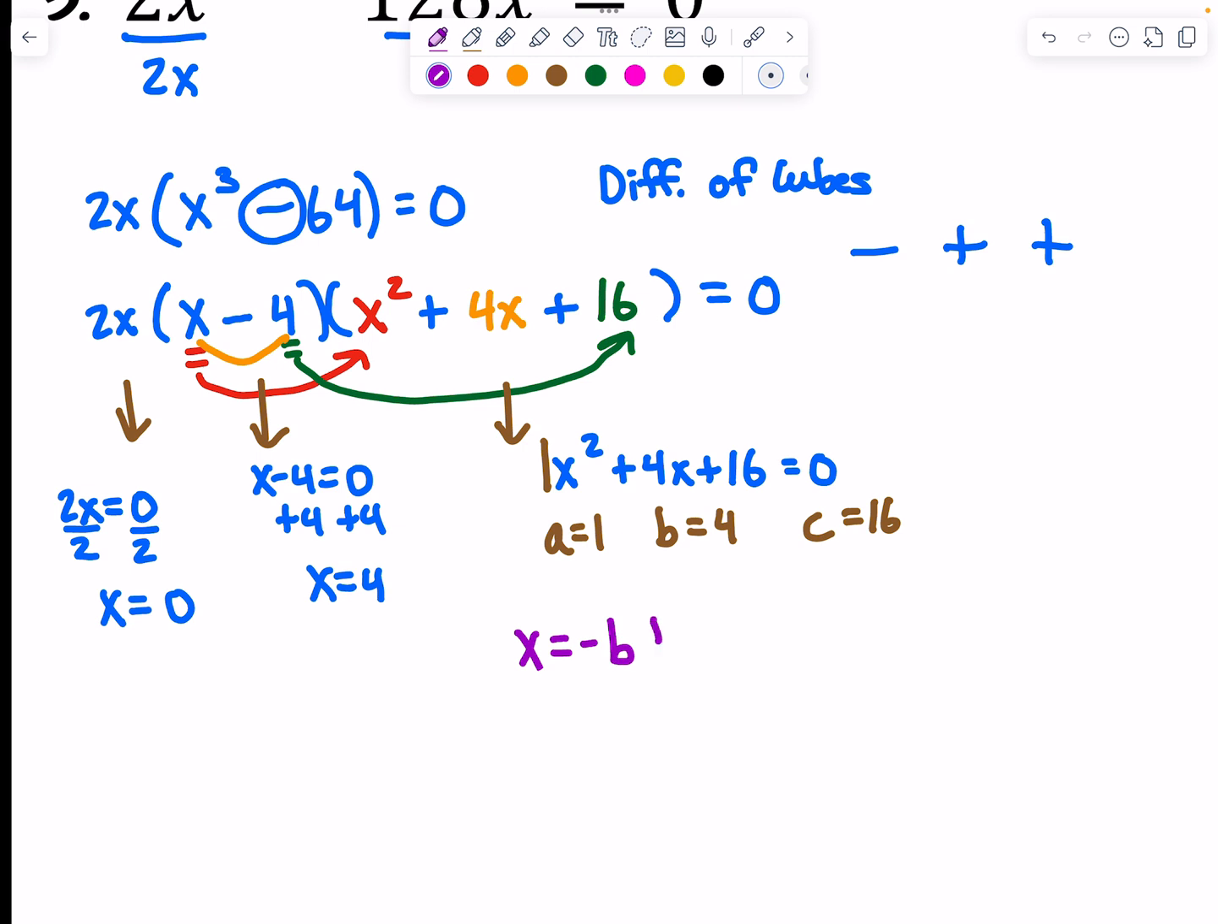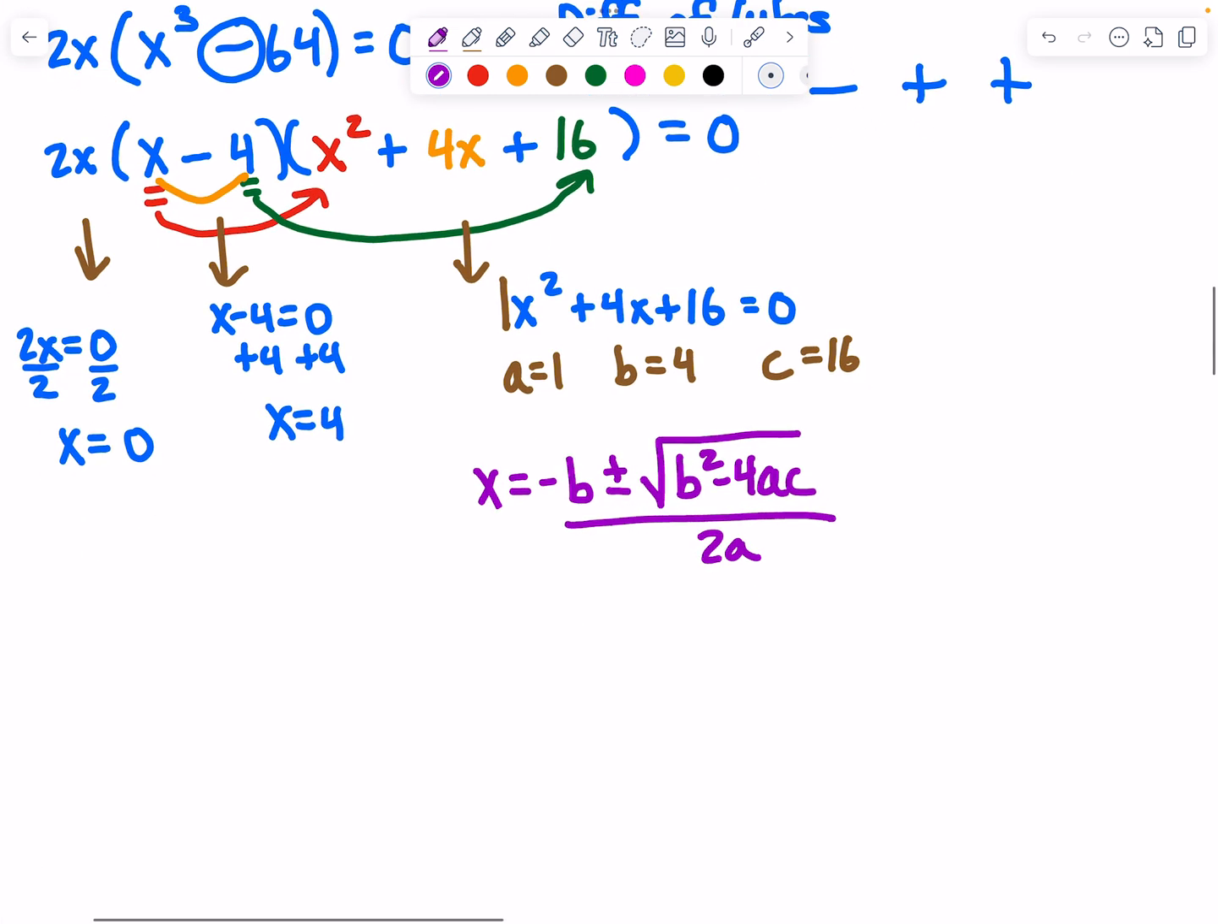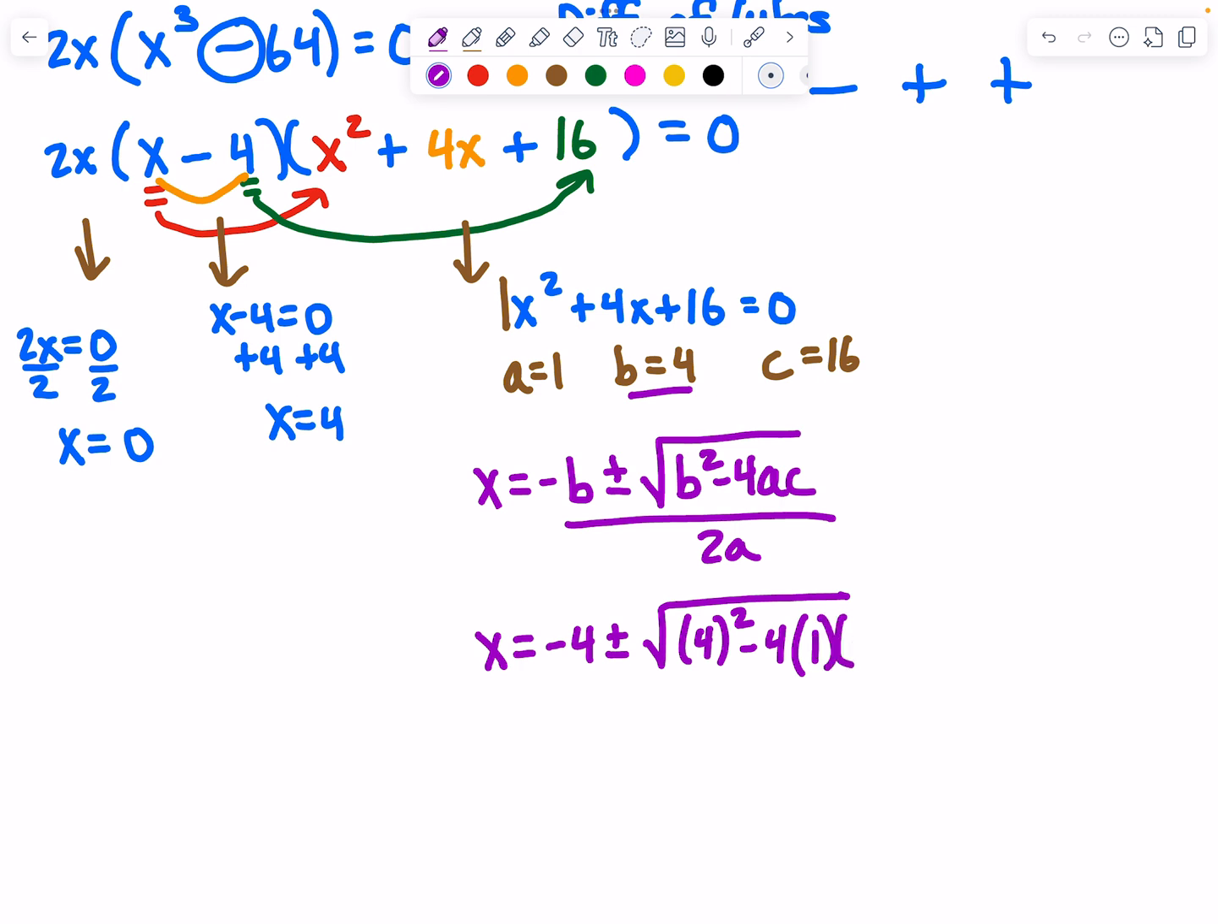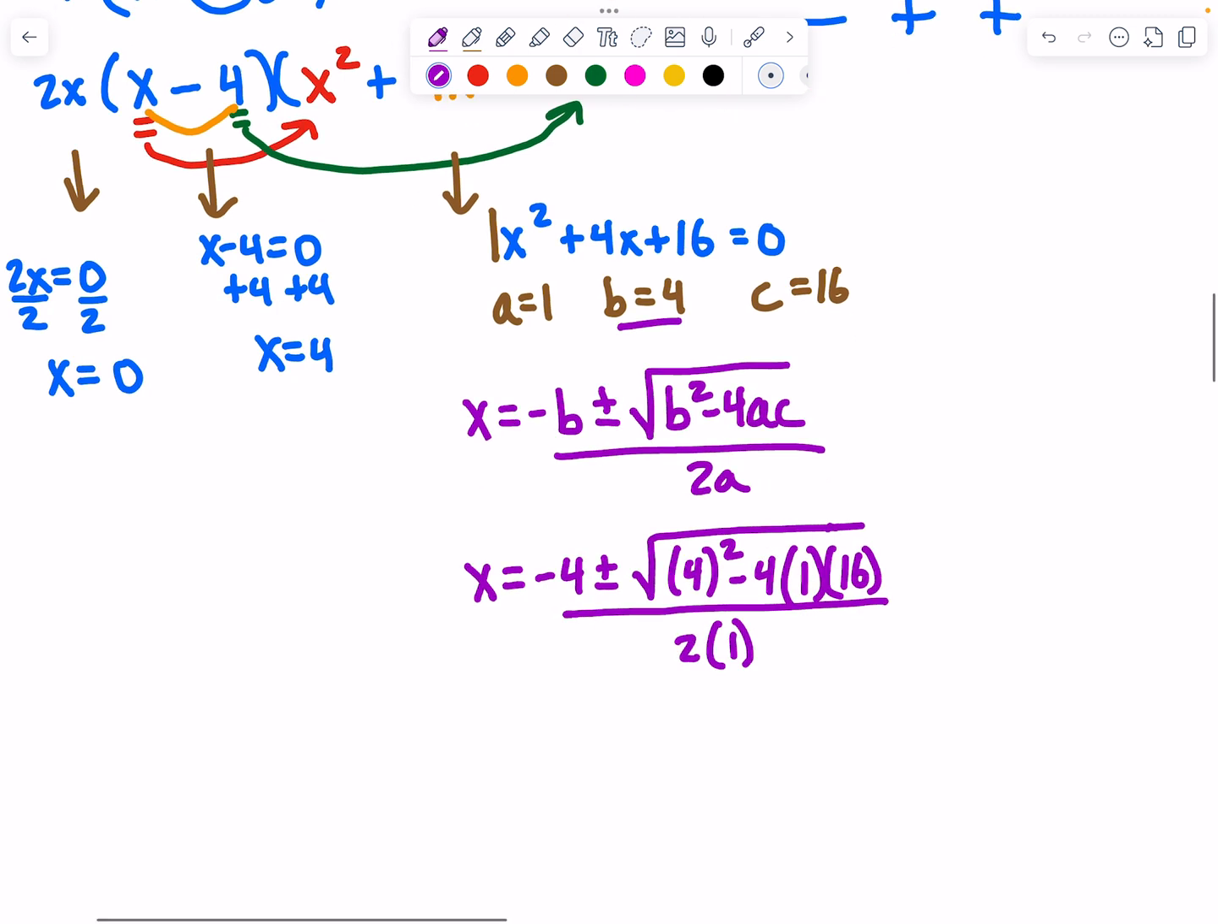So x equals negative b plus or minus the square root of b squared minus 4ac all divided by 2a. And then we just got to plug everything in carefully. So x would equal negative b, and b was 4, so that'll be negative 4 plus or minus the square root of b squared. So again, b was equal to 4. So I'm going to square it. Minus 4 times a, which was 1, and c, which is 16. Then all of that is divided by 2 times a, which is 1.